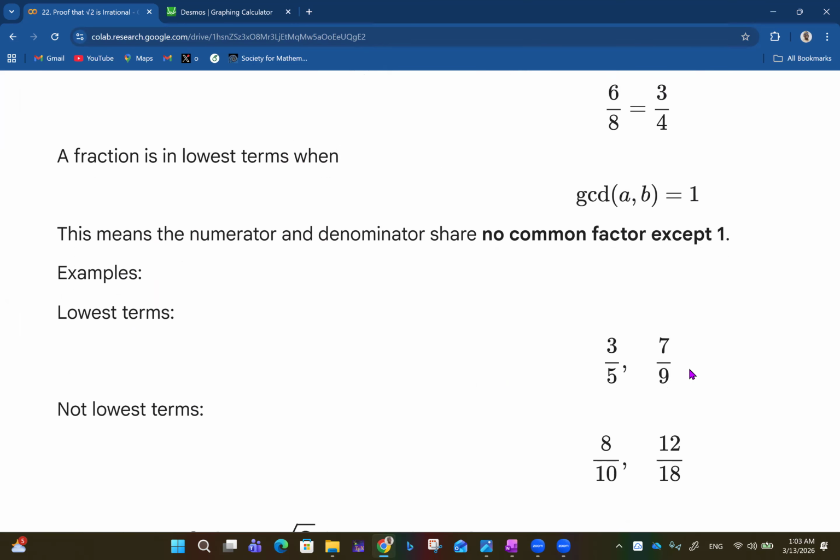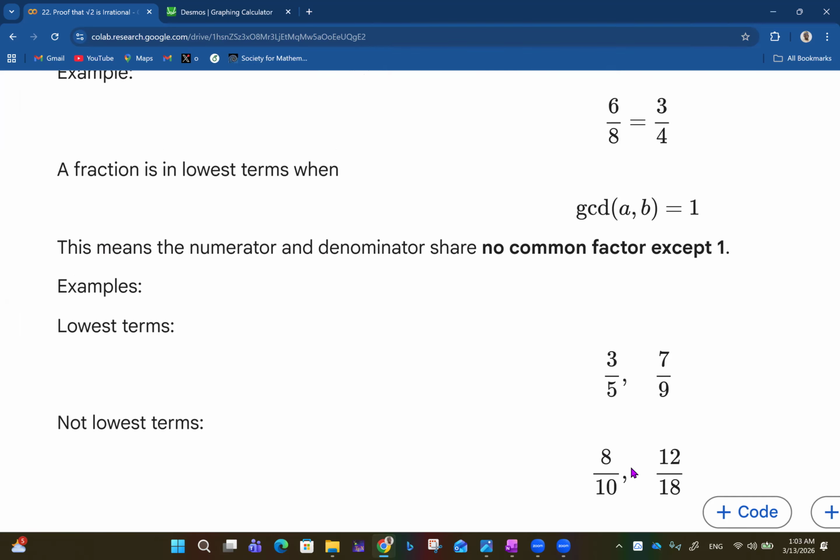3 over 5 is in lowest terms. 7 over 9 is in lowest terms, because the only common factor between 3 and 5 is 1, and 7 and 9 also 1. But 8 over 10 is not in lowest terms because 1 is a factor of both, and 2 is a factor of both too. 12 over 18 is not in lowest terms because 1 is a factor, 2 is a factor, 3 is a factor, even 6 is a factor. So they are not in lowest terms.